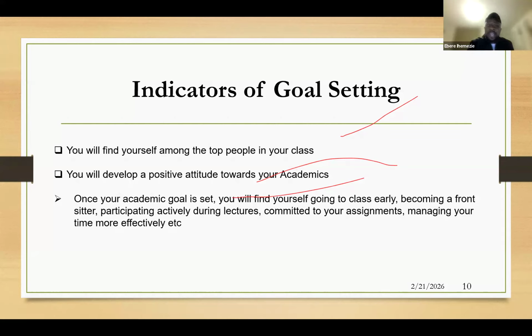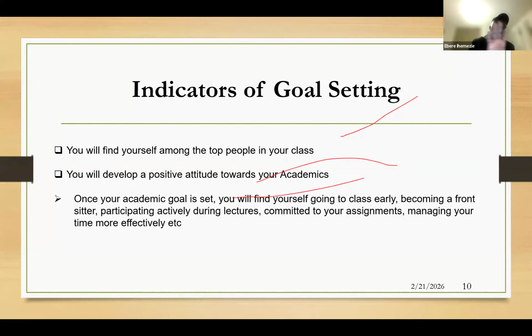My goal this semester. If these indicators are not very clear to you, if you're not seeing these indicators in your life, you might need to begin to question whether you're really setting a goal or you're just dreaming, or you're just making wishes, academic wishes. Academic wishes is different from goals. Everybody will want to finish. Any student will want to finish with a first class, or at least finish with a good 2-1. Those are wishes. It's different from proper goal setting, which you've seen the process of doing.